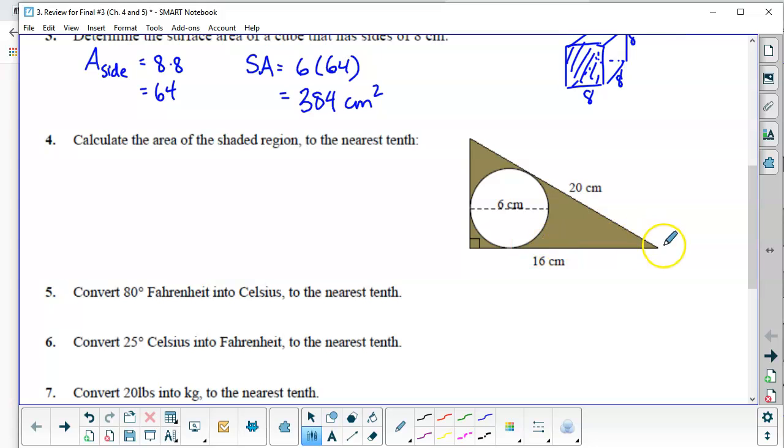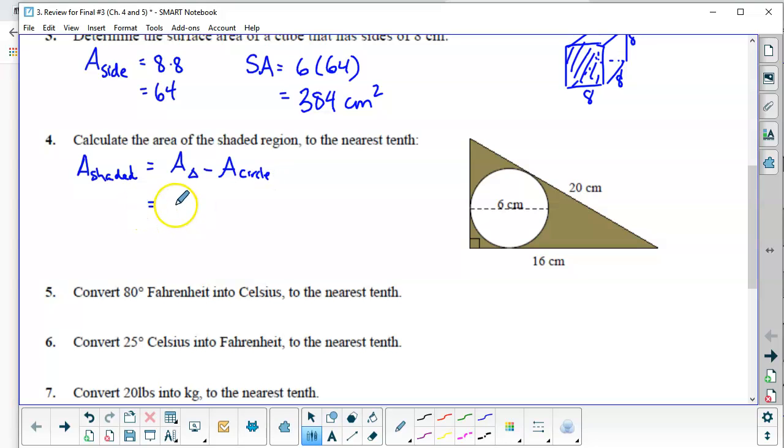Next one, area of the shaded region to the nearest tenth. So we want the area of the triangle, and then we're taking out the circle. Because this shape here, I don't know what the area is. You actually would need calculus to solve that. So in this case, it's easiest to find the area of the triangle. So area of the shaded will be area of the triangle minus the area of the circle.